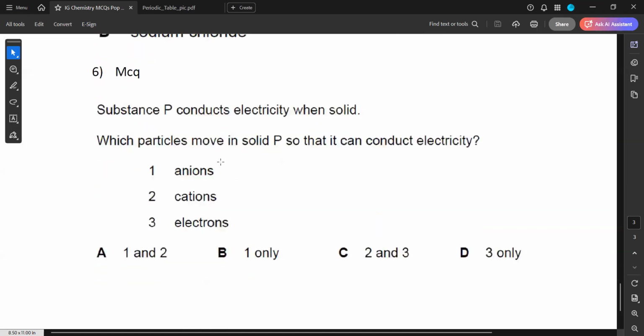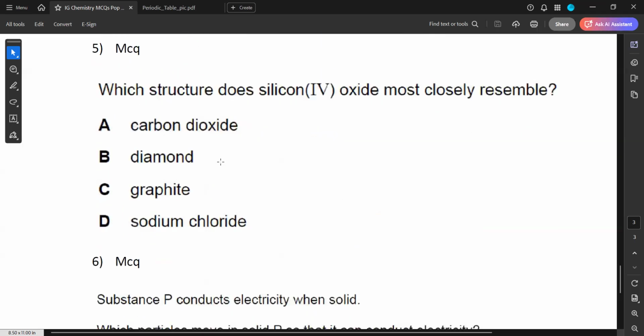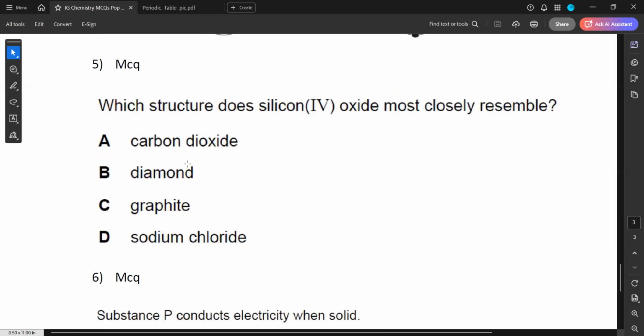So the structure is called what? Yes, what's your question, Hadi? The structure? Yeah, you were asking what is the name of the structure? I'm saying silicon 4, tetrahedral. Tetrahedral is the structure of silicon 4 oxide. Okay.